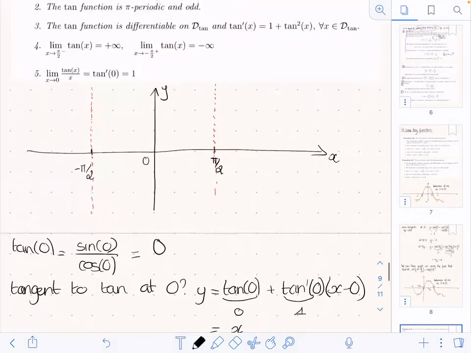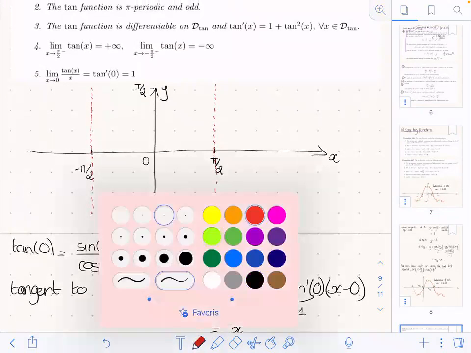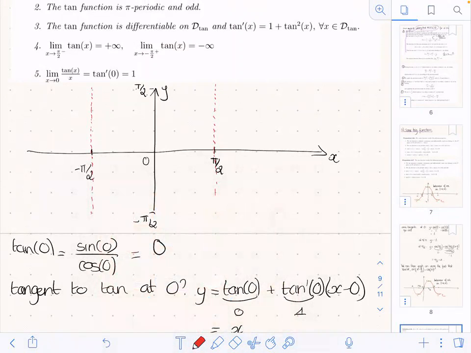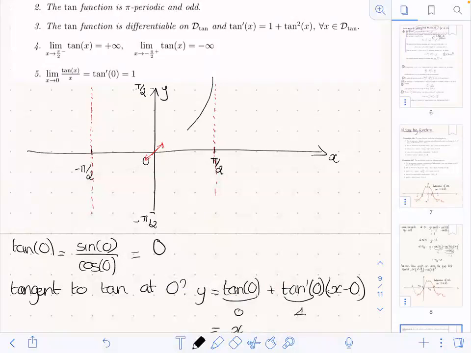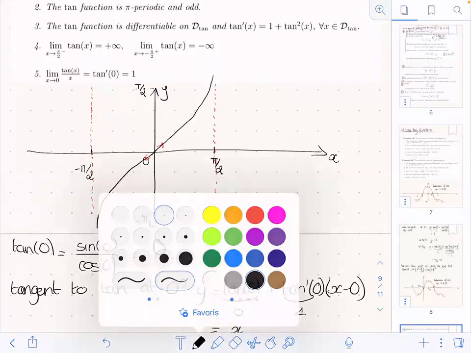If I place pi over 2 here, and minus pi over 2 down here, I can plot y equal to x quite easily. It has roughly this slope. I think you can prove something along the lines of the behavior like this. So you've probably got something like this, where that slope becomes vertical and that slope becomes vertical too. That's a very rough graph of what happens with the tangent function.